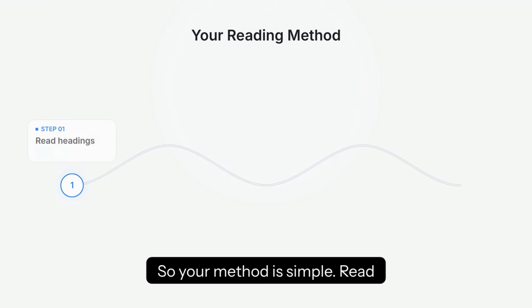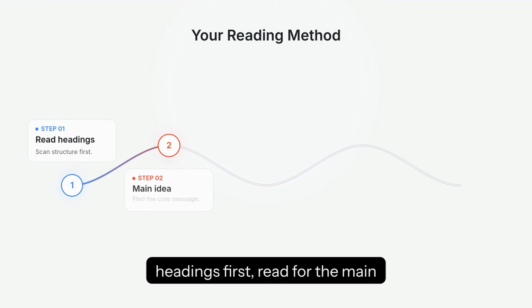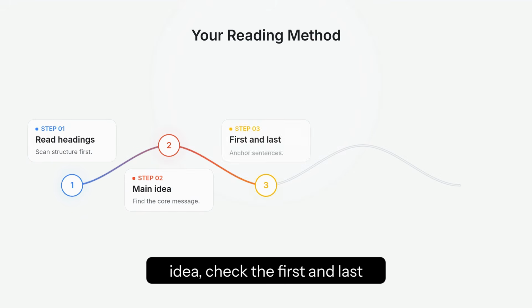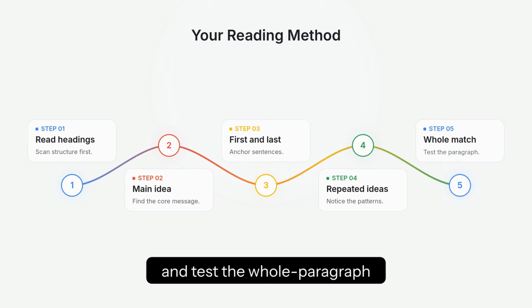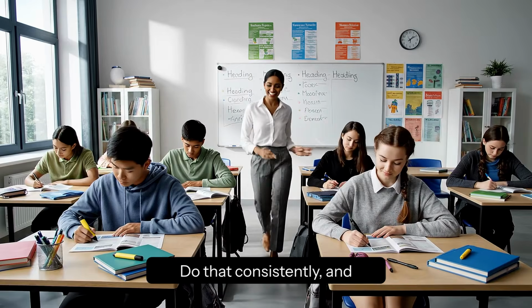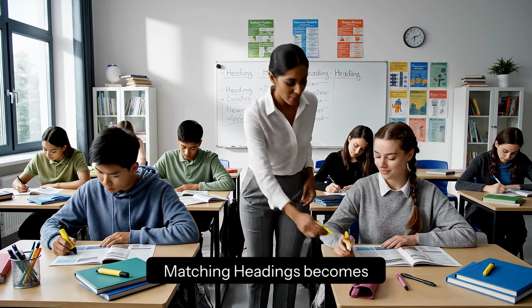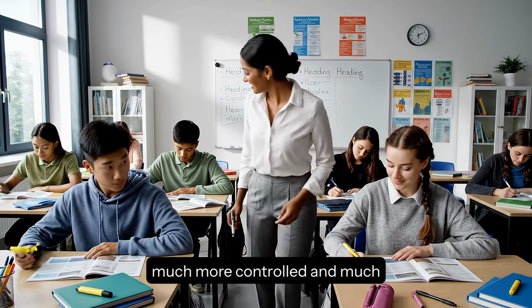So your method is simple. Read headings first, read for the main idea, check the first and last sentence, notice repeated ideas, and test the whole paragraph match. Do that consistently, and matching headings becomes much more controlled and much less random.